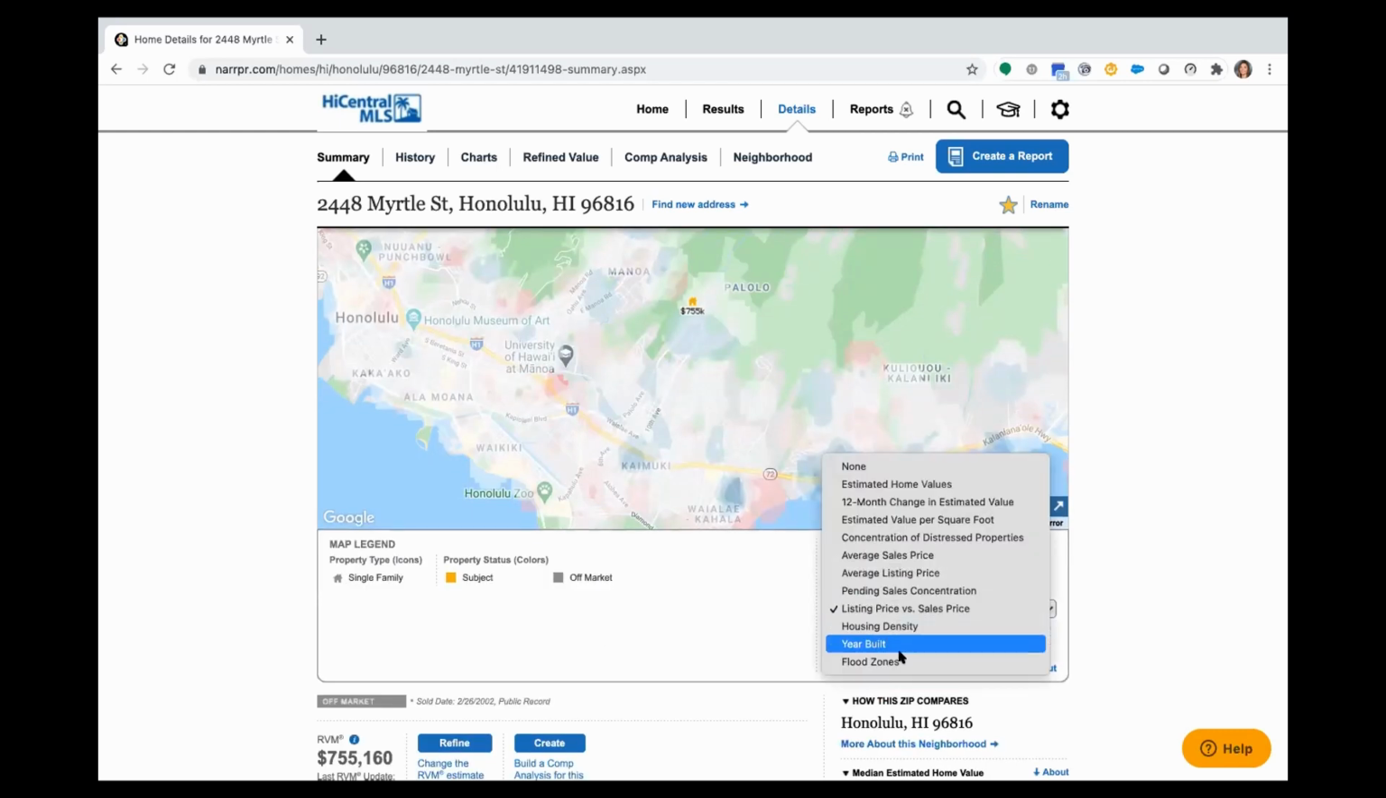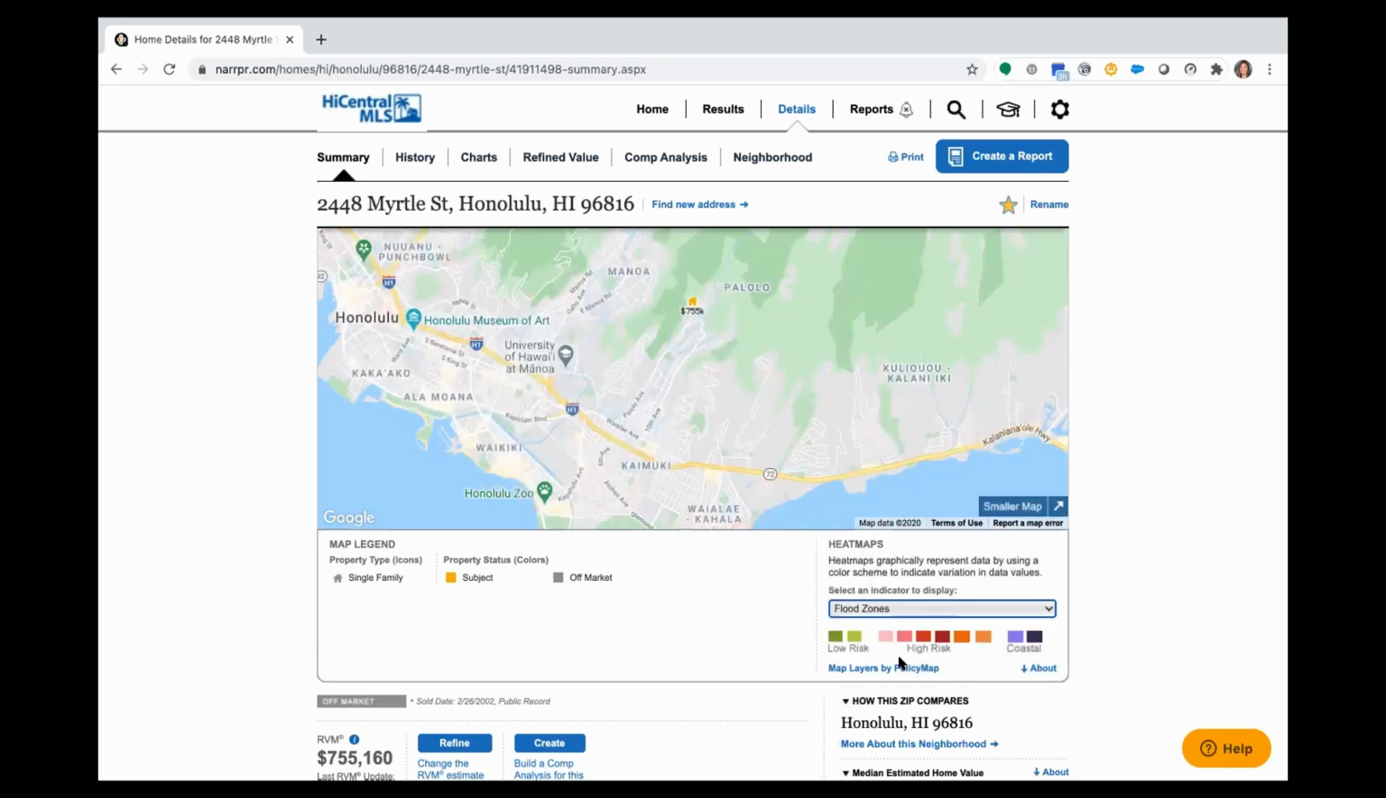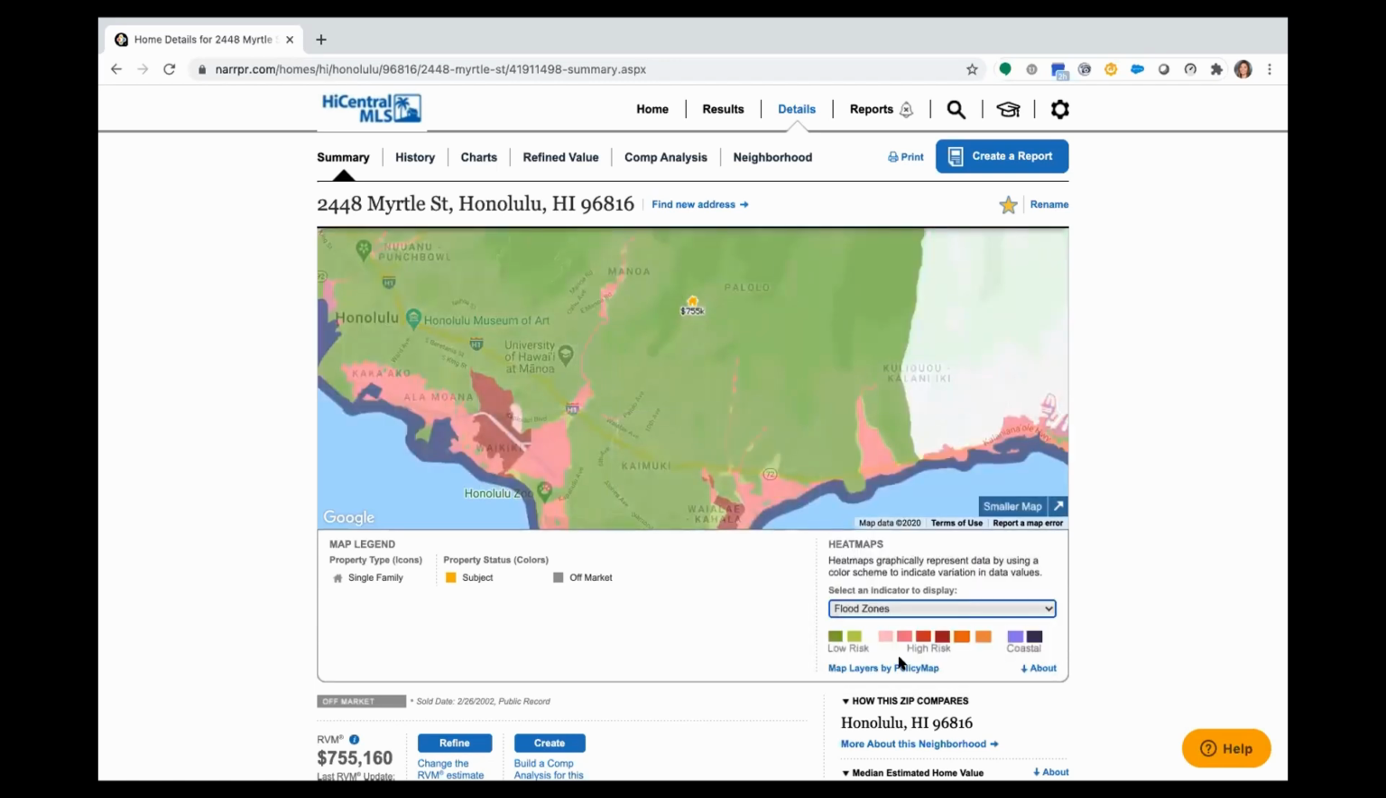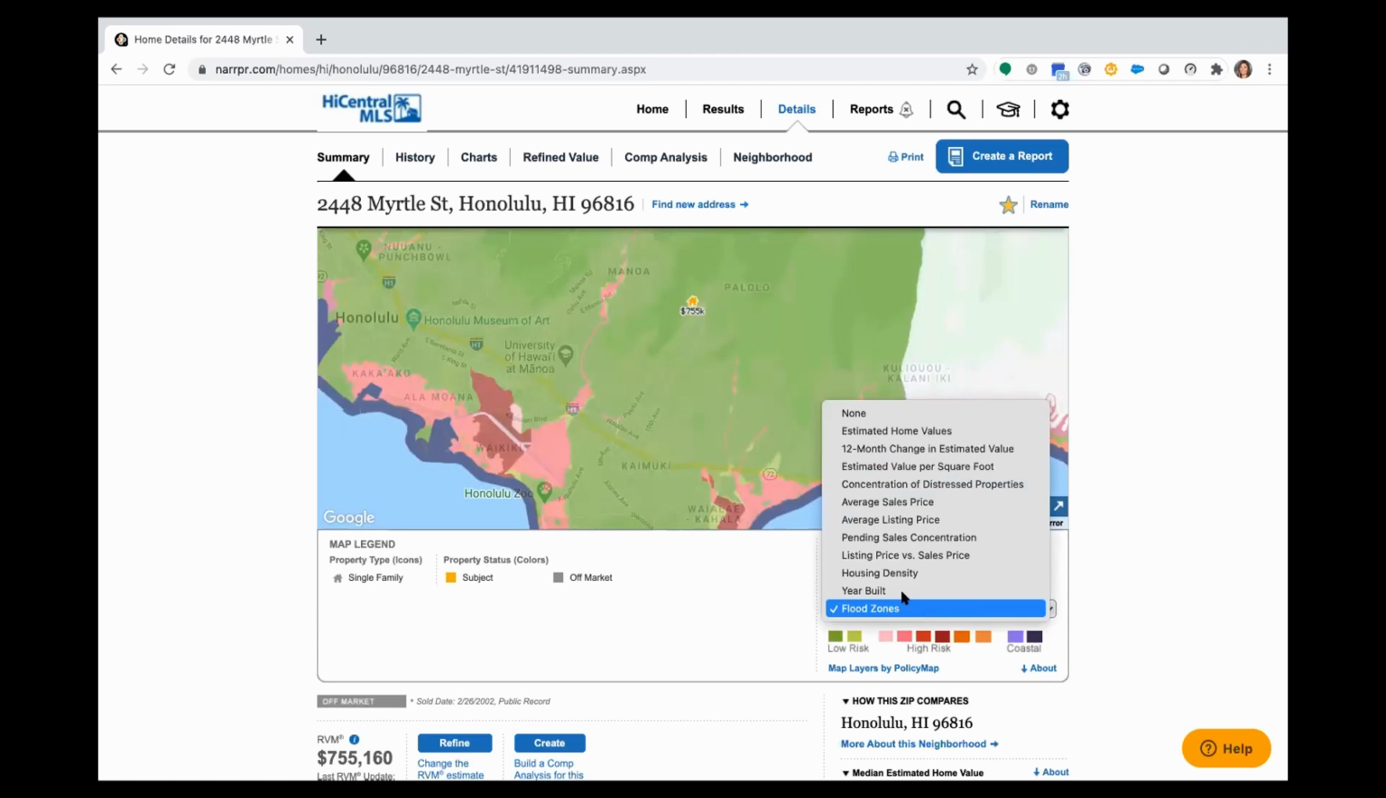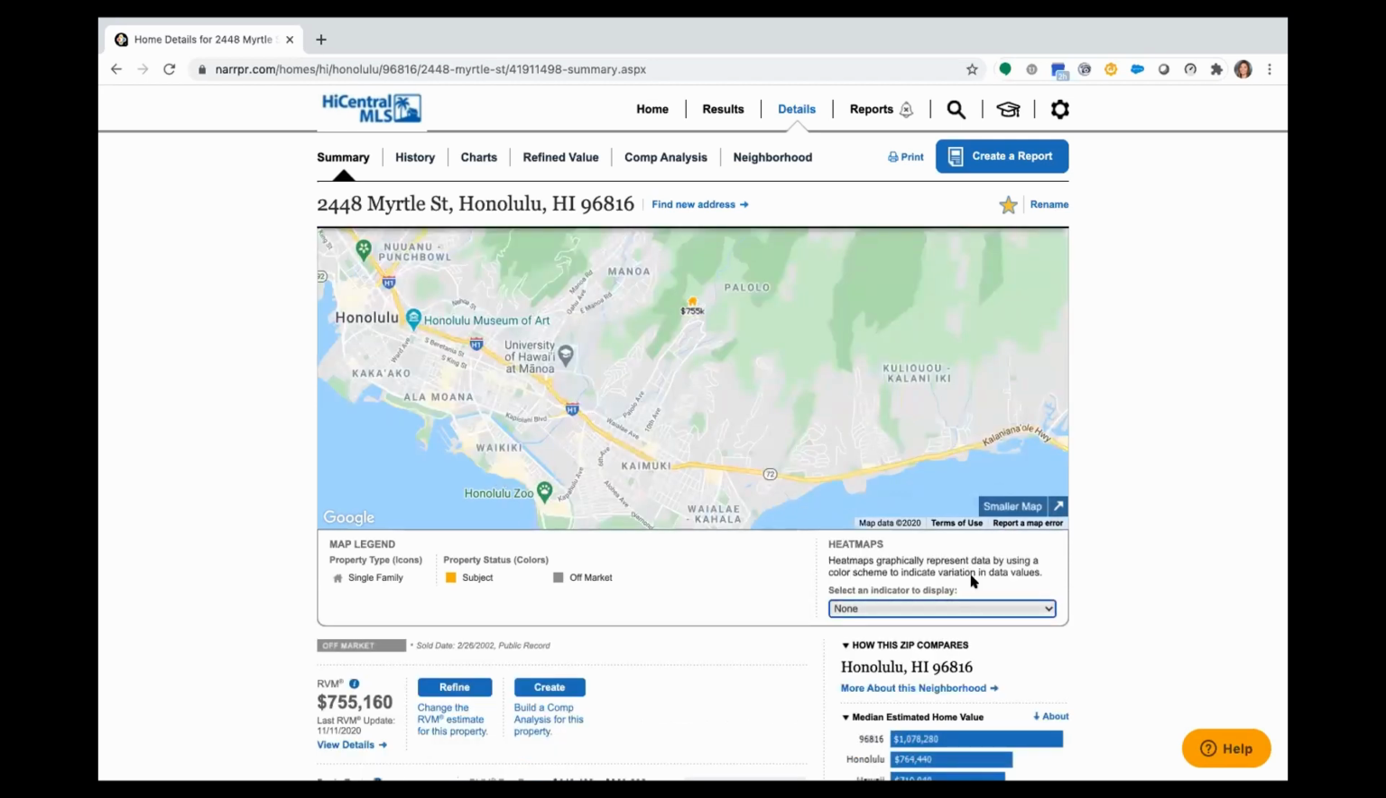You have density. I'm sure if flood zones is a concern, you can always talk about that flood zone map as well. So looking at those neighborhood statistics through the heat map is a great tool for your client.